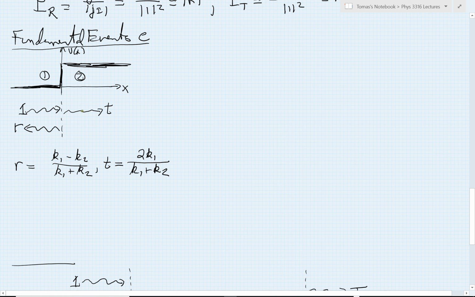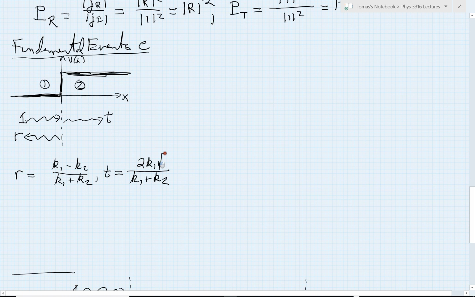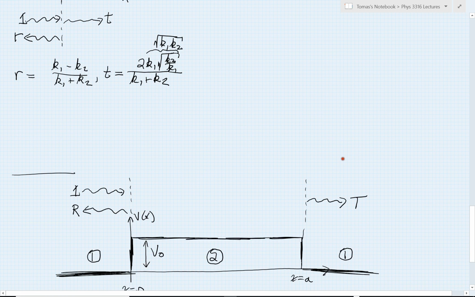Under the convention that goes with these wiggly lines, the transmission coefficient picks up an extra root of K2 divided by K1. So there'll be an extra square root of K2 over K1. And one thing that's kind of nice about this factor is if you multiply it through, you get something nice and symmetric. It's the square root of K1 times K2. Very good. So that's the answer that we need for that first type of event.